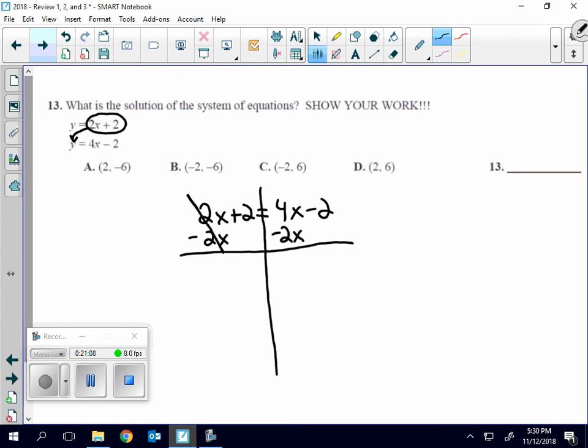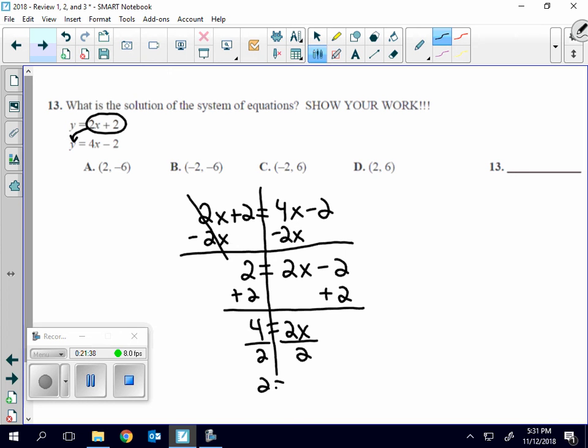They're going to cancel off on the left, leaving me with just a 2. 4x minus 2x is going to be 2x, and I still have a minus 2 over here. Now I need to get everything away from the x on the right by doing the addition first. Getting rid of that negative 2. This is going to be 4 equals 2x. Last thing, we're going to divide by 2 to get the x to itself. So 2 equals x.